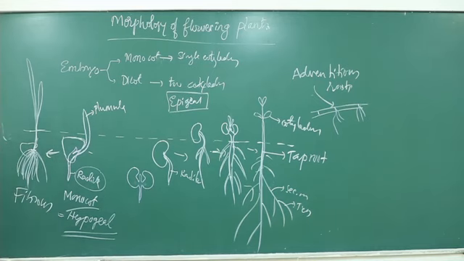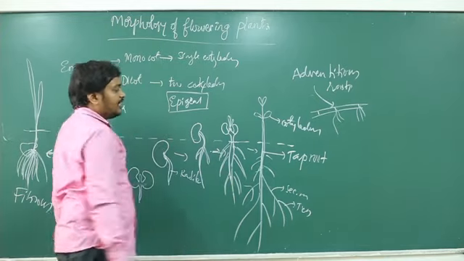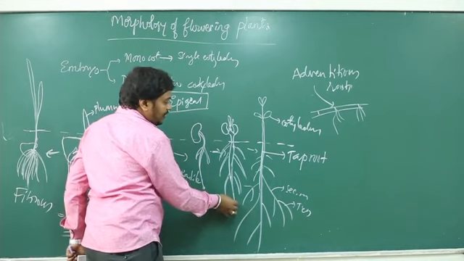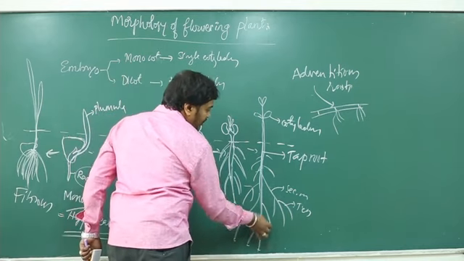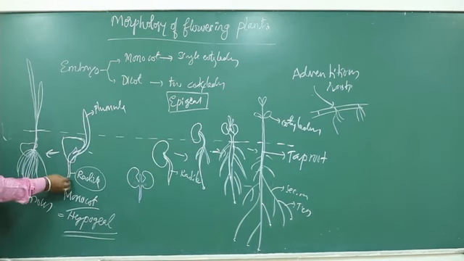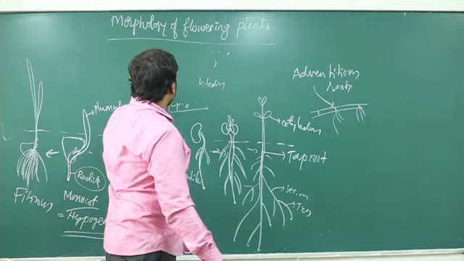Okay, so this is about the root. Then how does the root elongate? At the tip they have a group of cells called meristematic cells. Those meristematic cells help in elongation. So let's see the structure of the root tip.